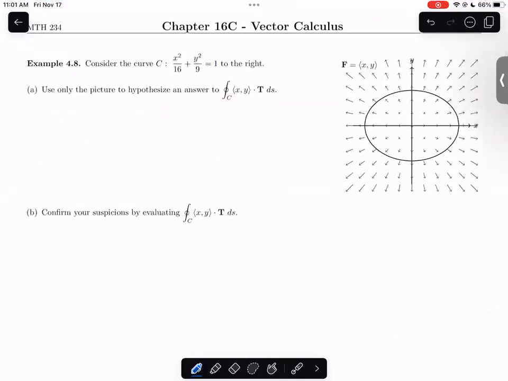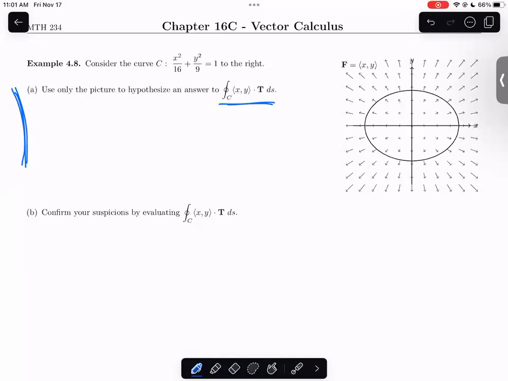Kind of bringing things back to 16.2 a little bit. We have a vector field, x comma y. And I'd first like to only use the picture to hypothesize an answer to this. So remember when we were evaluating these line integrals before, and what they mean, it's how much the vector field is helping to push in the same direction that the particles are traveling, or against.